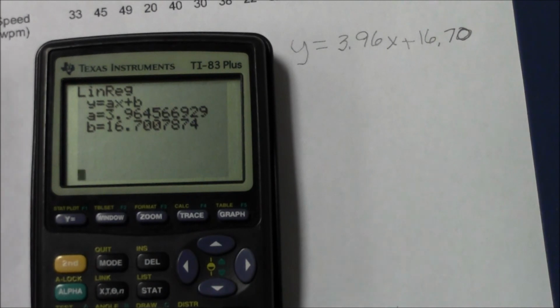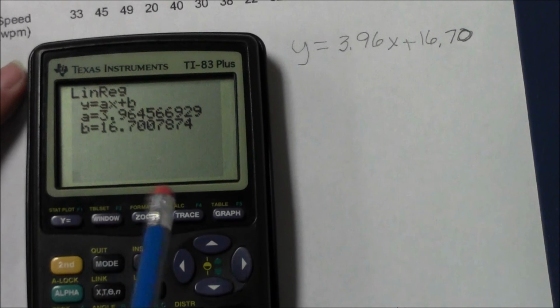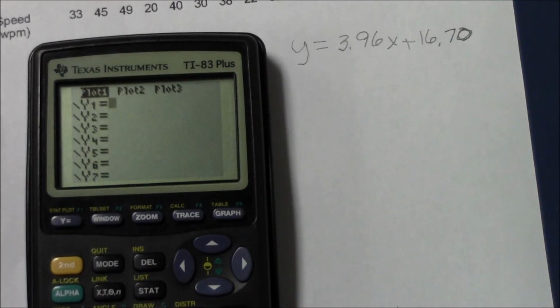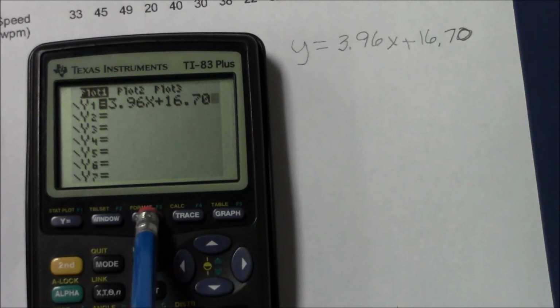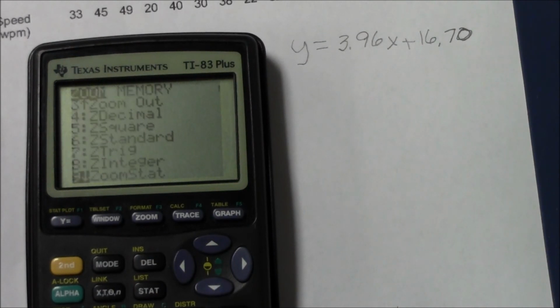Now we need to make that show up on your graph. So what we need to do is you go into the y equals, and you want to enter that 3.96x plus 16.70, and then once again you want to hit zoom 9, which is the zoom stat, and it's going to show up with your line of fit on your graph. So y equals, you can either use your down arrow to get to 9 or just push the number 9.